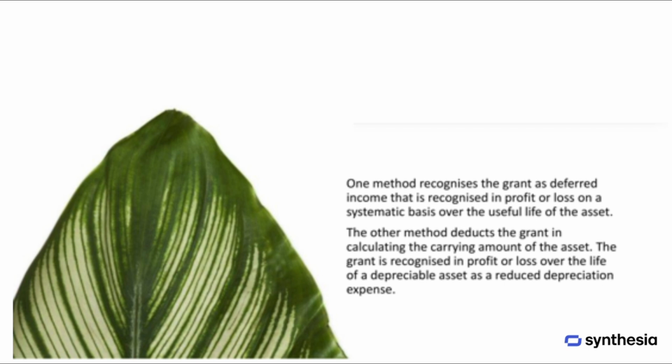One method records the government grant as deferred income, which is then recognized in profit or loss systematically over the asset's useful life. The alternative method deducts the grant from the asset's carrying amount, resulting in a reduced depreciation expense that is recognized in profit or loss over the asset's life.